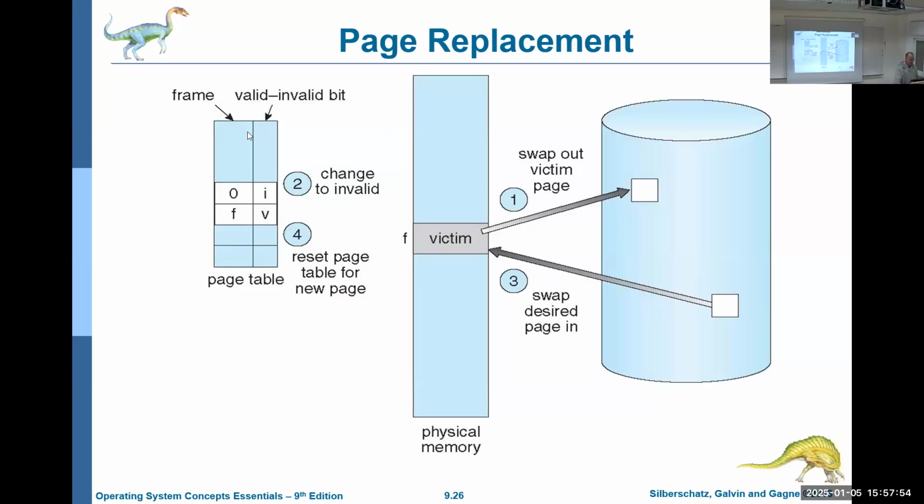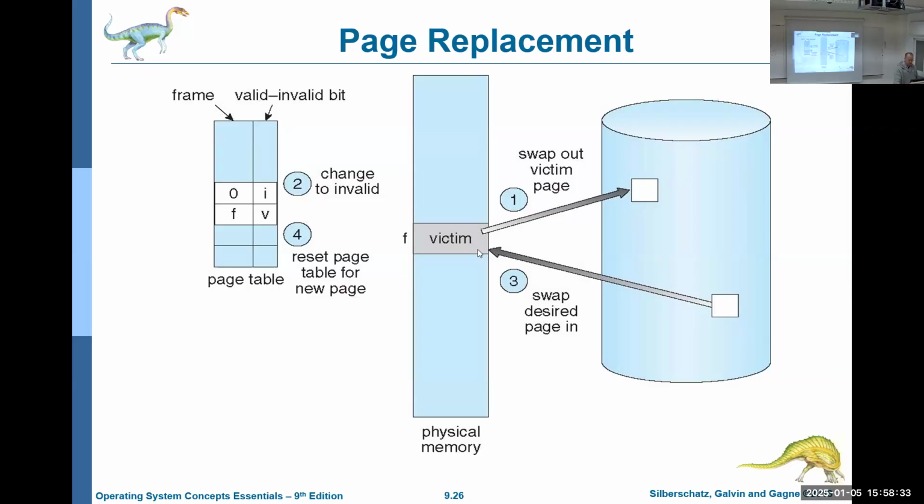So here's a picture of what we just said. For the frame, we say 0 is invalid, F is valid. Do we want F? We're fine. So where's 1? Oh, swap, that's over here. Swap out victim page: take the victim and put him onto disk. Swap desired page in. No, first change to invalid. F is no longer valid, he's invalid. Now bring him in. I don't see why we have to change it at that point. Swap desired page in, and now reset the page table for the new page.